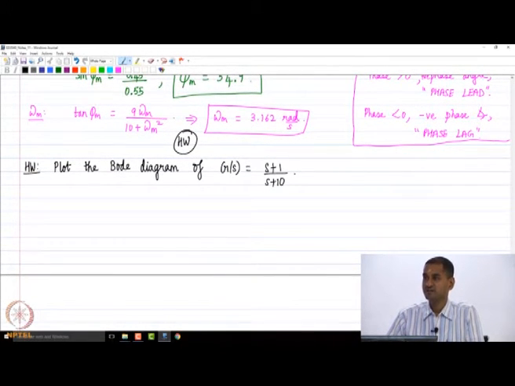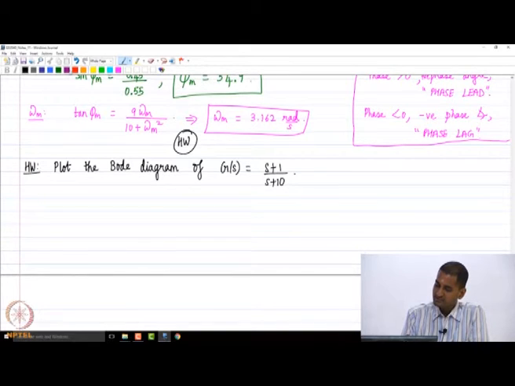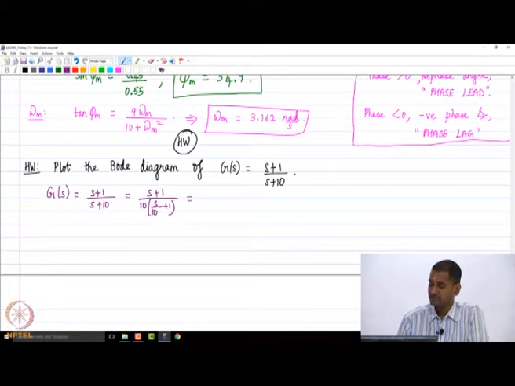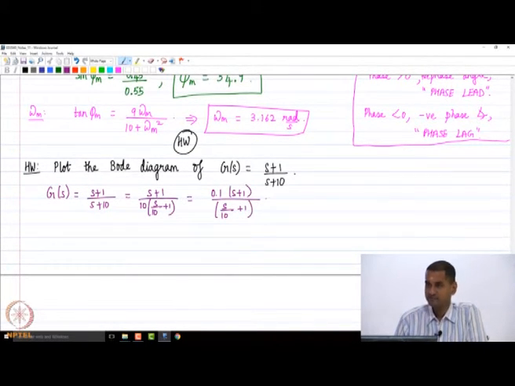I think we have already discussed Bode diagrams in detail, and we have done an example in class also, but let me get you started. How do you plot the Bode diagram? Of course, you need to divide into particular factors. If G(s) is this, I need to rewrite it in the standard form. I can pull 10 out from the denominator. So I am just going to get 0.1 (s plus 1) divided by (s/10 plus 1), correct. Do you agree?